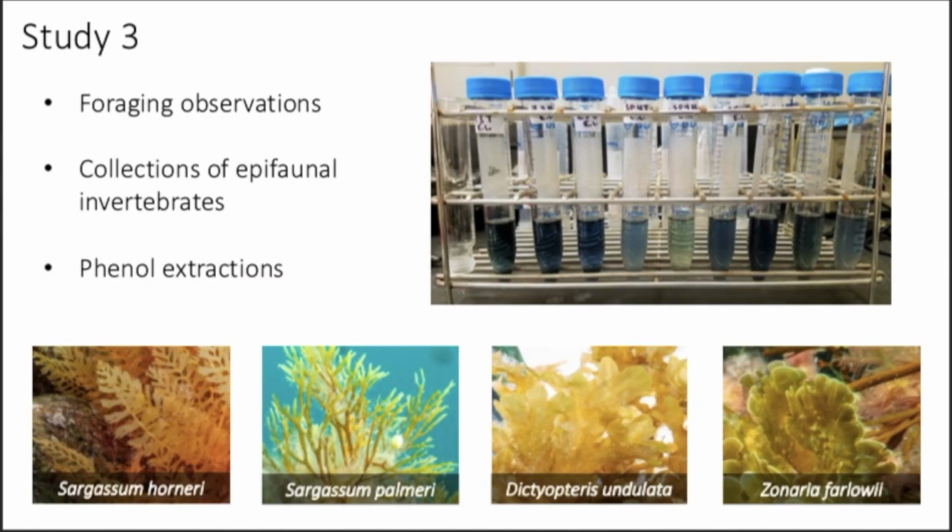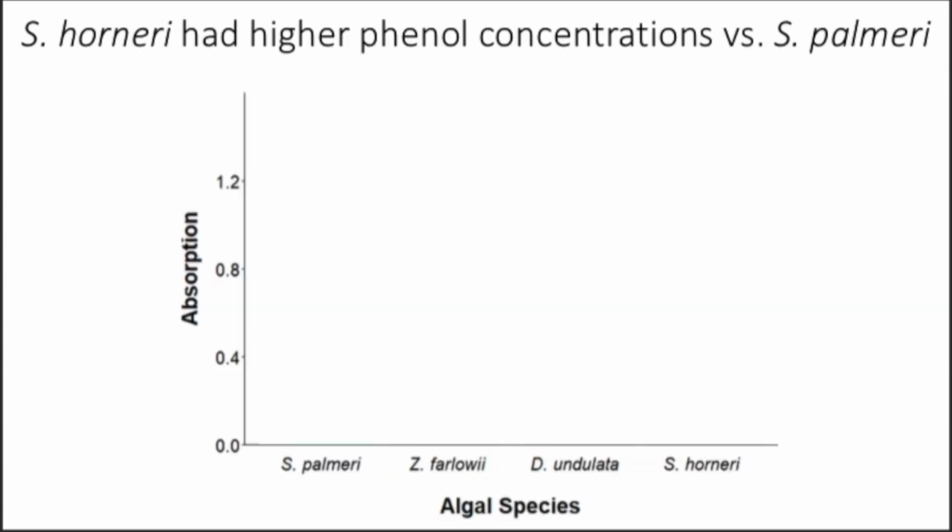So then to test whether or not the phenols were responsible for the invert abundance differences, I extracted the phenols from the invasive and the 3 natives, and I used a Folin method where I dried out the algae and then was able to process the extraction. For this, my absorption is on my y-axis, and again I have my algal species on my x-axis. And so the absorption values, you'll see that the higher the absorption means that the greater the concentration of these phenolic compounds in that algal species.